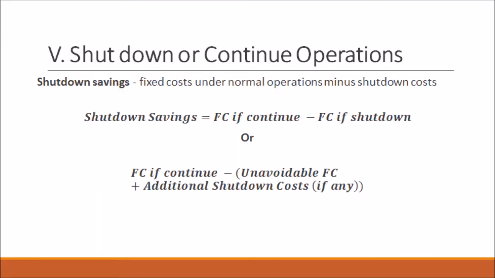Next is the shutdown savings. It is the fixed cost under normal operations minus shutdown costs. So this is the basic formula. Shutdown savings is equal to the fixed cost for continuing operations less the fixed cost if you shut down the operations, or fixed cost if continue less the sum of unavoidable fixed costs plus additional shutdown costs, if any.